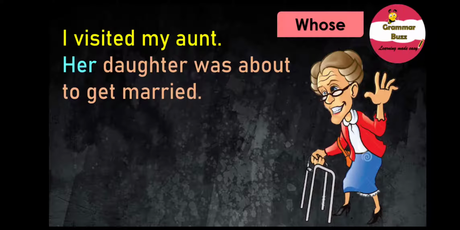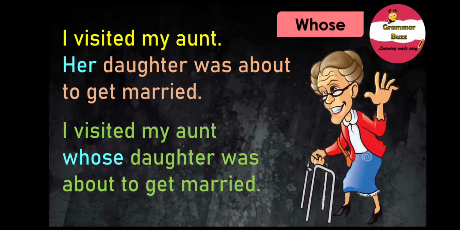Note, in this sentence, her is a possessive adjective. It shows possession or belonging. The possessive adjective her refers to the noun aunt, but we need to replace the possessive adjective with a pronoun. And what kind of pronoun will it be? Certainly a relative pronoun.